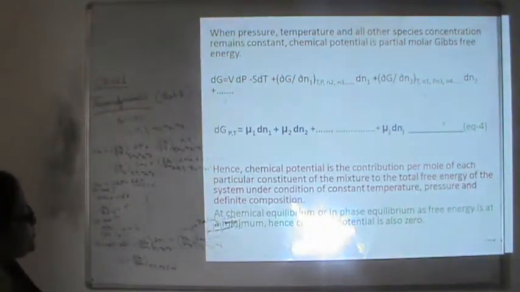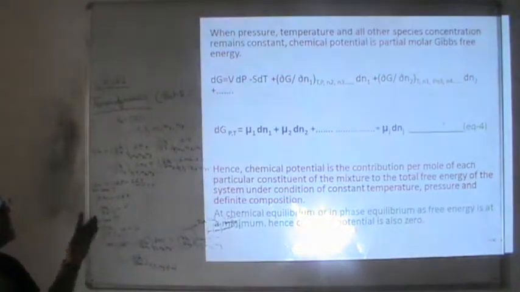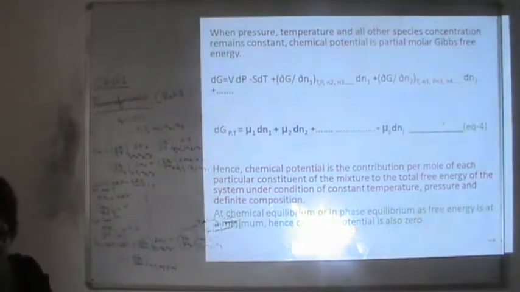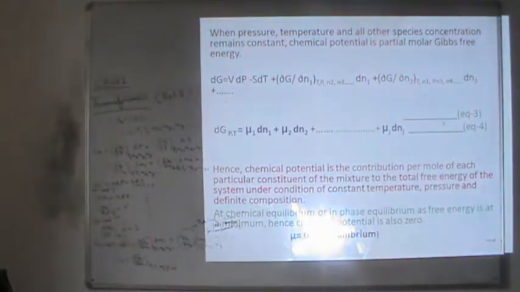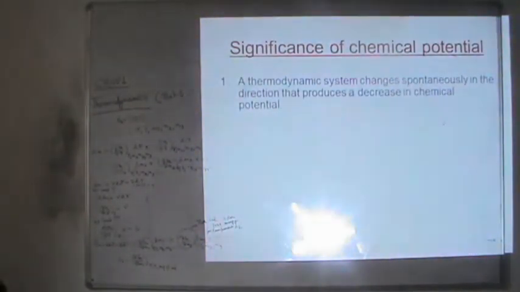At chemical equilibrium or in phase equilibrium, the free energy is at its minimum. Hence, chemical potential at any equilibrium is zero. So mu is equal to zero at equilibrium. So what is the significance of chemical potential? A thermodynamic system changes spontaneously in the direction that produces a decrease in chemical potential. So decrease in chemical potential means spontaneity.